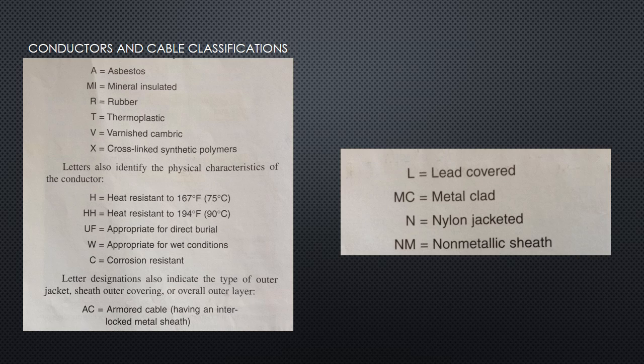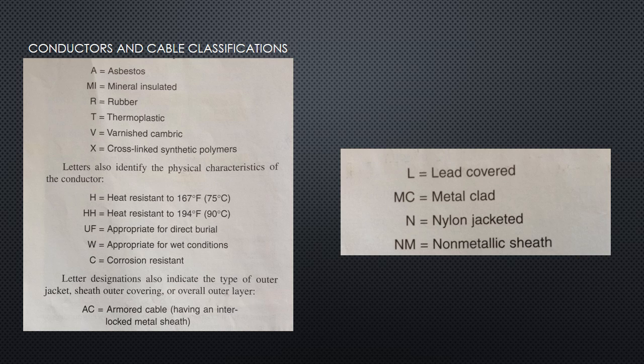Conductor and cable classifications. Conductors are identified by letter codes such as THW, THHN, and XHHW, for example. These letter designations identify the type of insulation and the appropriate environments for which the conductor can be used. Some of the letter designations indicate insulation composition, such as A for asbestos, MI for mineral insulated, R for rubber, T for thermoplastic, V for varnished cambric, and X for cross-linked synthetic polymers.